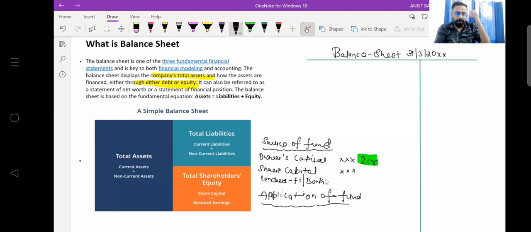So here you can borrow money, and you can issue other securities, right? Other securities means debentures, you can issue bonds, right? So in detail we will be discussing these securities. So this is a source of fund from where you will be raising the money, right?